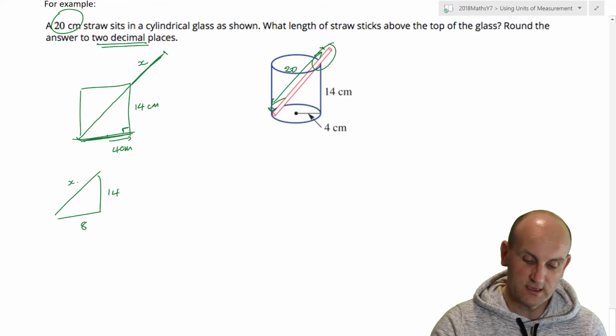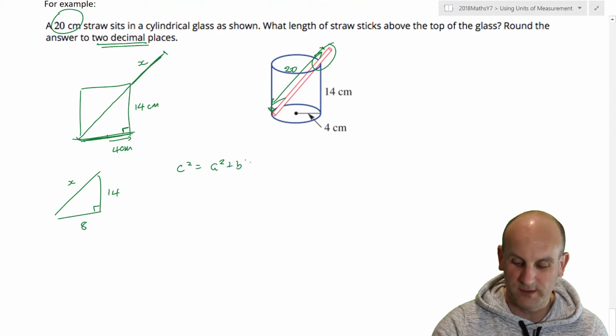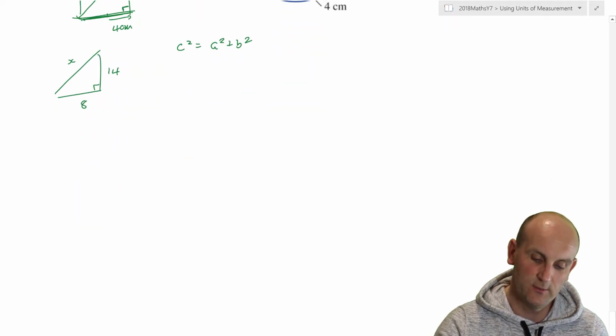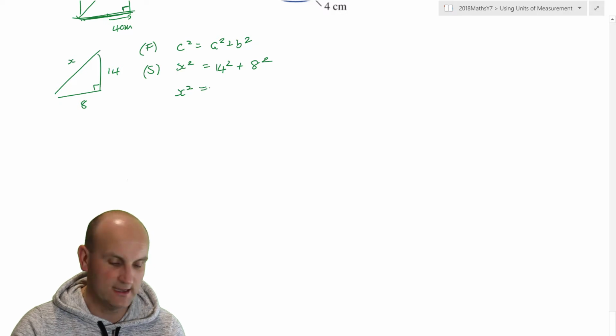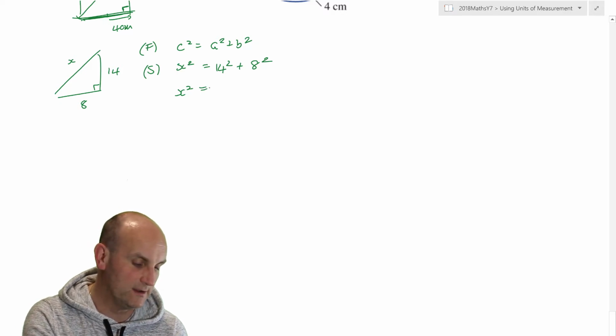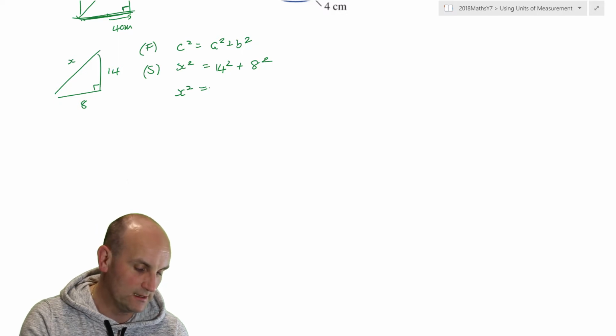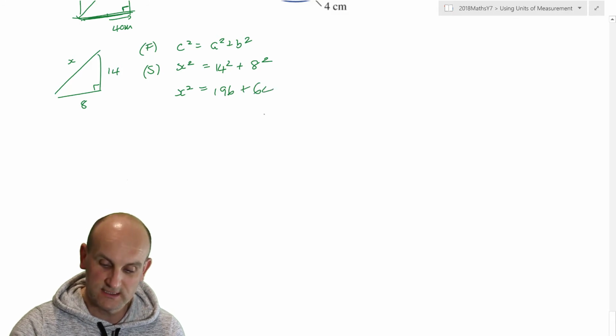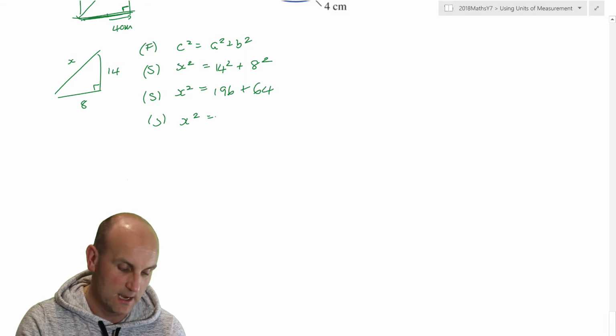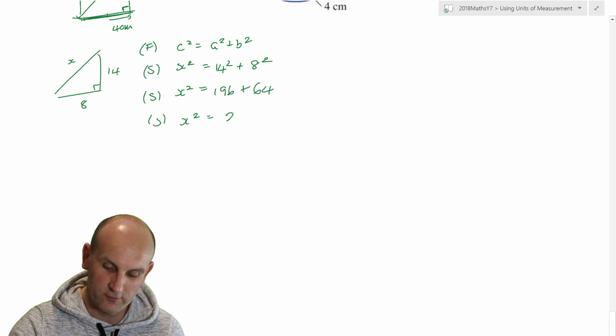Right, so first things first, I'm going to find this value here, x. How do I do that? Right, well, we know that c squared equals a squared plus b squared. I'm going to move it up so that my rather large head doesn't get in the way. C, I don't know, it's x, so there's my x, I don't know it, 14 squared plus 8 squared. So x squared is, right, well, loading up my calculator, what do I get for 14 squared? I get 14 times 14 gives me 196. Plus 8 squared, which is 64. So I'm going to simplify this by doing 196 plus 64 gives me 260.